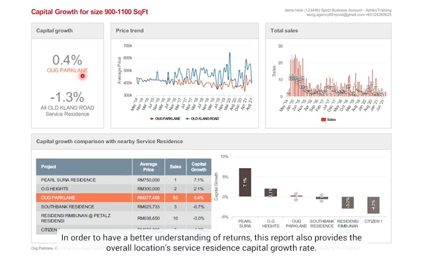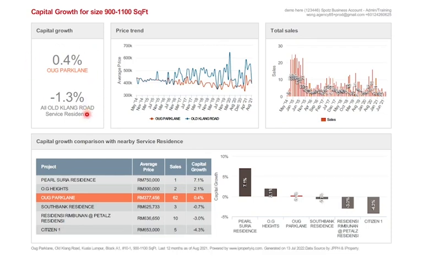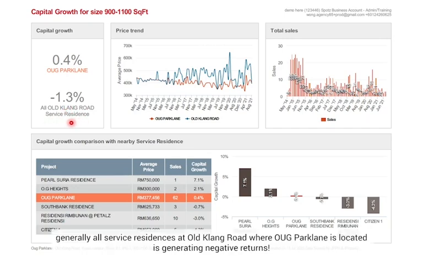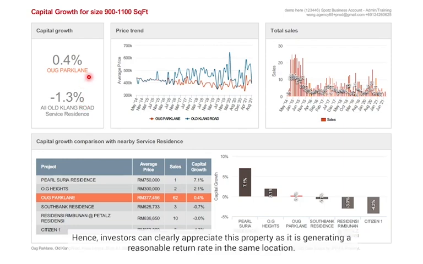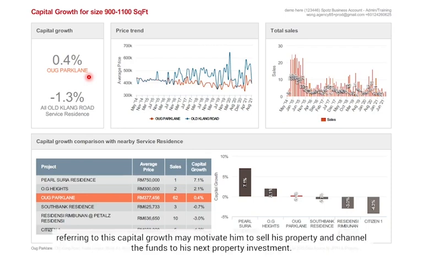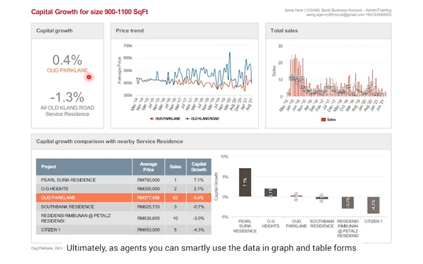In order to have a better understanding of returns, this report also provides the overall location service residence capital growth rate. As we can see, generally, all service residences at Oakland Road, where OUG Park Lane is located, are generating negative returns. Hence, investors can clearly appreciate this property as it is generating a reasonable return rate in the same location. As a seller, referring to this capital growth may motivate him to sell his property and channel the funds to his next property investment. Ultimately, as agents, you can smartly use the data in graphs and table forms to create your sales conversion story.